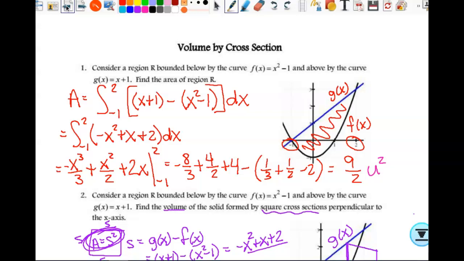Okay? Now, the reason we need to know the shape of the cross-section is so that we can generate the formula for its area. There's been a couple times, I can remember in 2009.